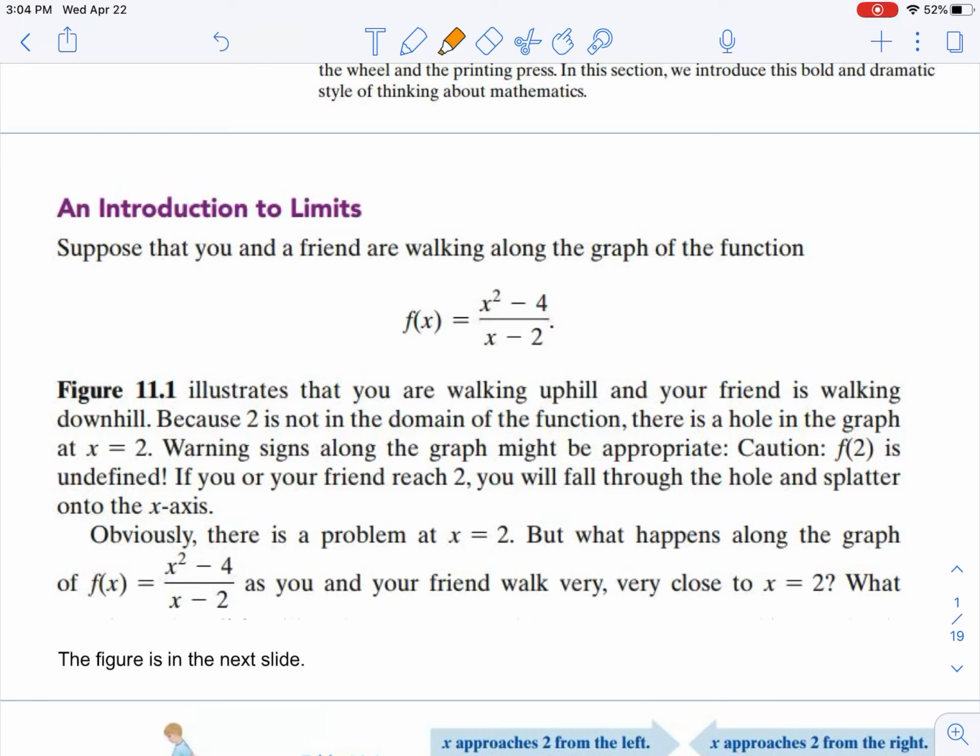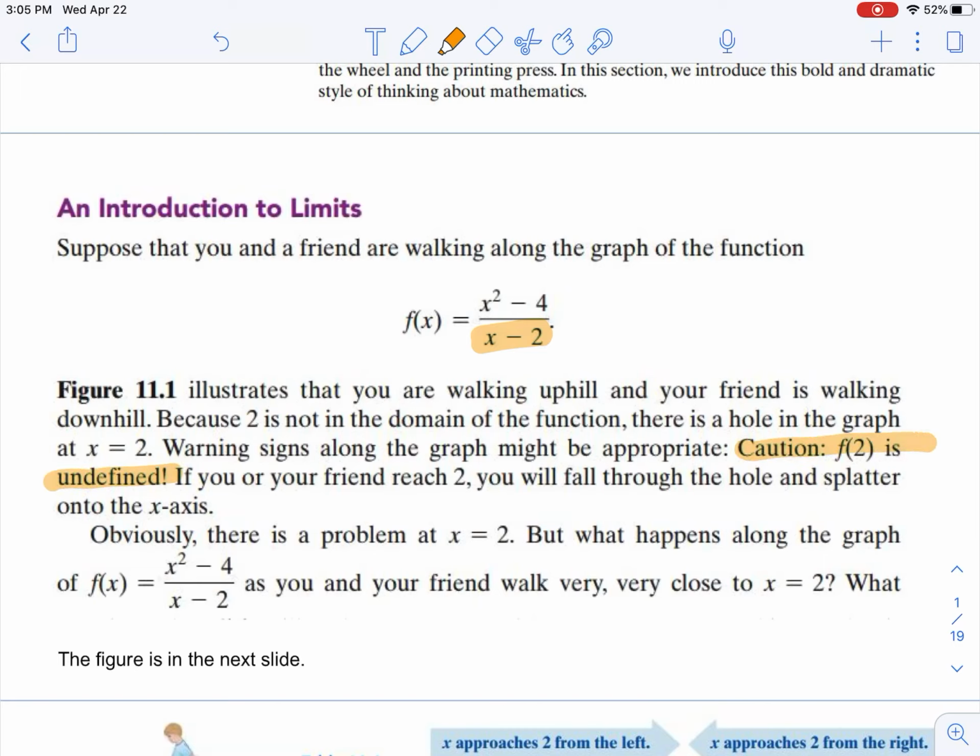So the first thing is, suppose you and a friend are walking along the graph of the function f of x equals x squared minus 4 over x minus 2. Now this graph, what we notice is we have a quadratic over a linear function, but there's a little problem here. What number can we not plug in here? If you guys are looking at it, we can't divide by 0, so if I plug in 2, this function is going to be undefined.